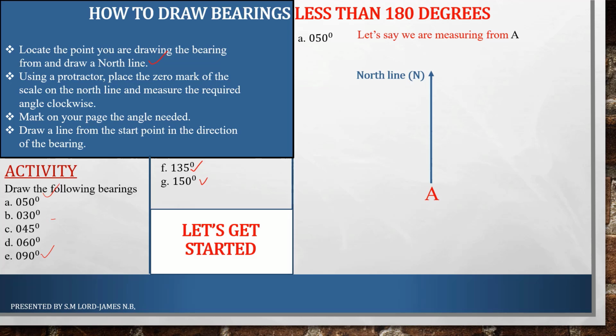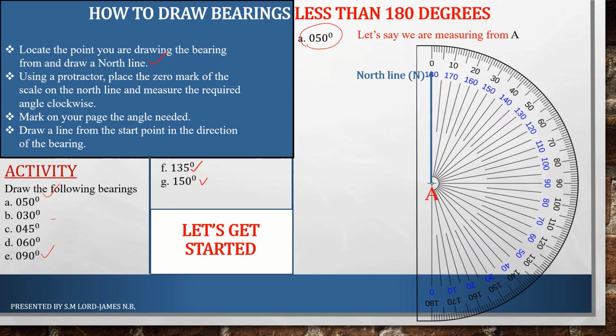The next is using a protractor, place the zero mark of the protractor on the north line and measure the required angle. Remember, our required angle is 50 degrees. So we are going to place our protractor. You see that our line is lost on the north line. So you place it well in such a way that the zero mark should be on your north line. Then we measure 50 degrees. So we should measure together.